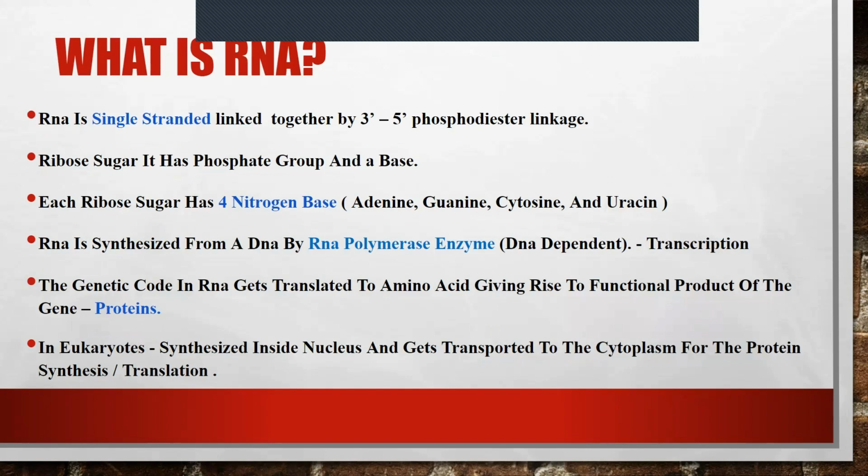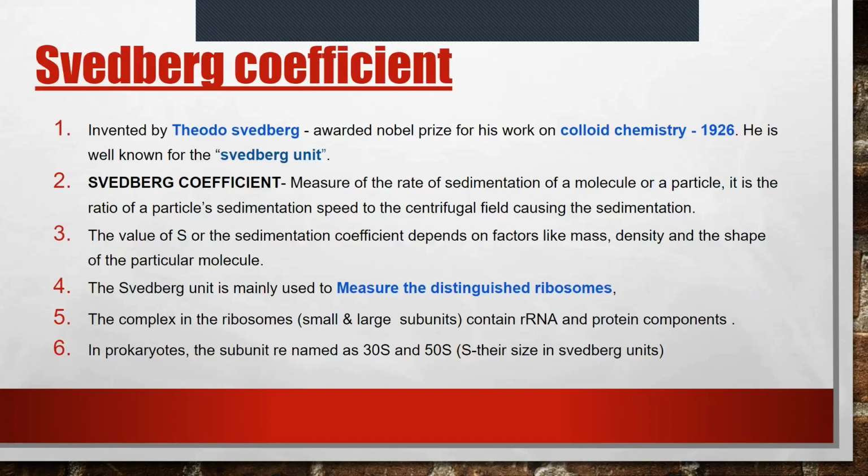RNA is synthesized from a DNA template by an enzyme called RNA polymerase. Because it is DNA-dependent, it is called DNA-dependent RNA polymerase. The process of this synthesis is called transcription. The genetic code in RNA gets translated into amino acids, which gives rise to the functional product of the gene, which is called proteins. In eukaryotes, the RNA is synthesized inside the nucleus and gets transported to the cytoplasm for protein synthesis. This protein synthesis is also called the translation process.